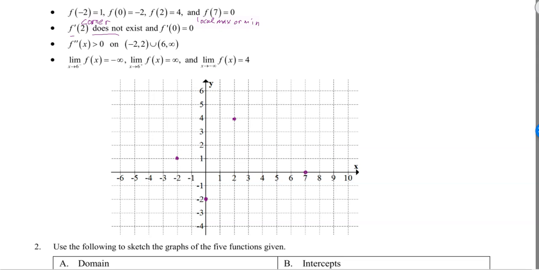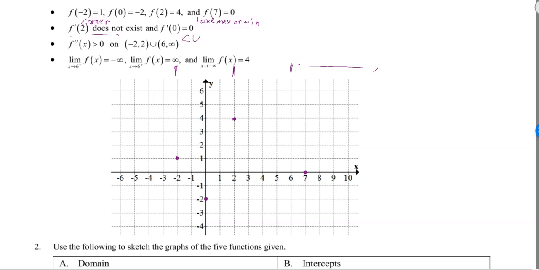F double prime of x is greater than 0 from negative 2 to 2, and from 6 to infinity. What does that tell us? Concave, thank you. The audience is waiting, so it's concave up.